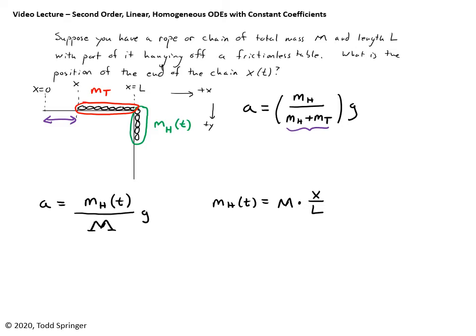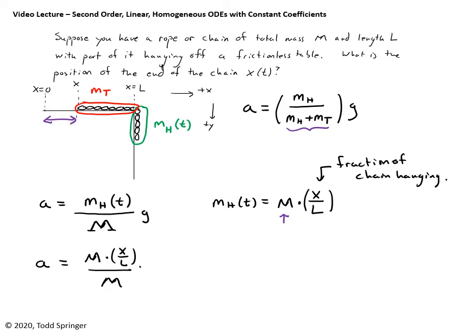If the total mass is big M, and the distance that is hanging off is x, I can figure out the mass that's hanging off. The hanging mass is the total mass times the fraction of the chain which is hanging off. That's this part here. If x was L over 2, then half the chain would be off and half the chain would be on, and then the hanging mass would be half the total mass. So this makes perfect sense. So I've derived a differential equation. It's this: a is equal to big M times x over L, divided by big M, times g.